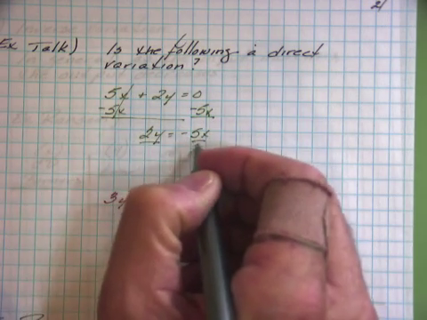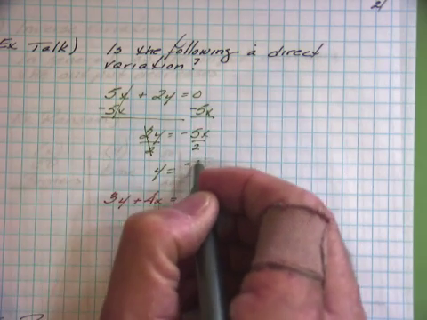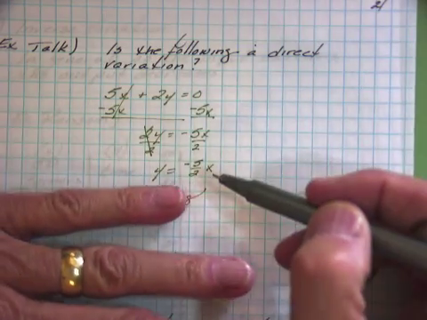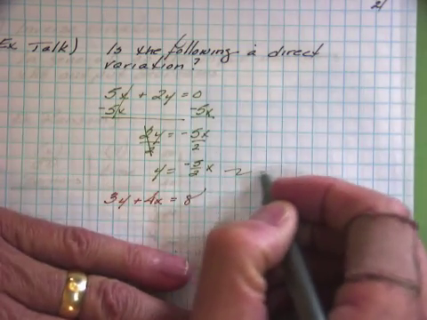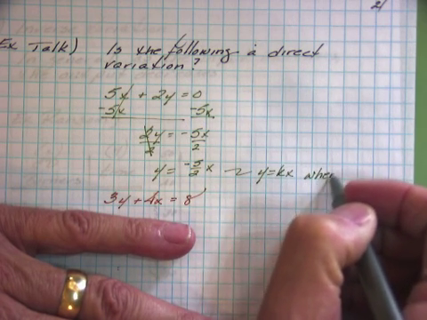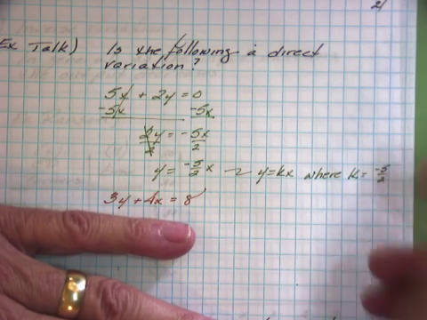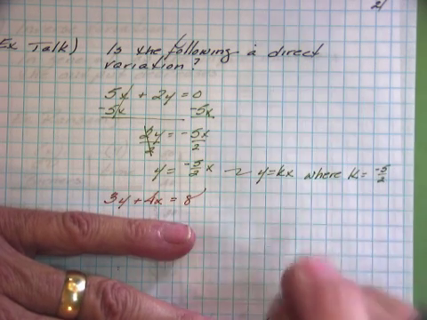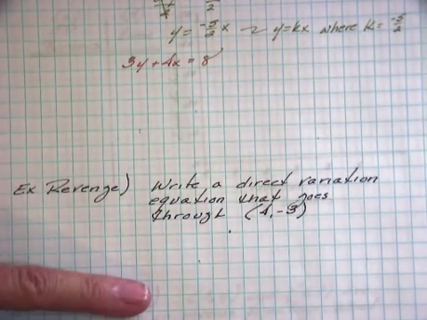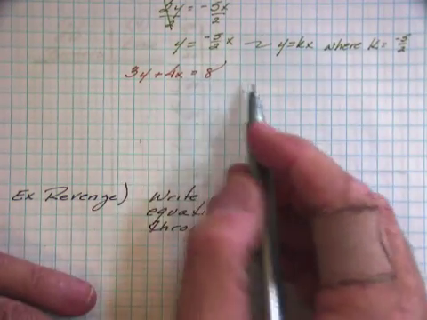Okay, we do this. The 5x's cancel. I have 2y equals negative 5x. Divide both sides by 2, and y equals, the 2's cancel, negative 5 over 2 times x. So yes, you can see this fits the form y equals kx, where the constant of variation k equals negative 5 over 2. Okay, so this is a direct variation.